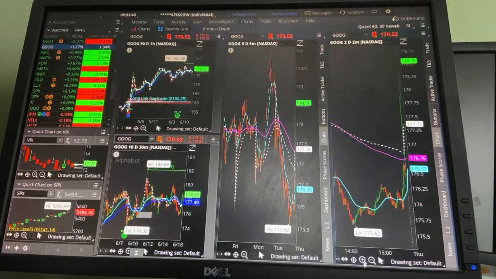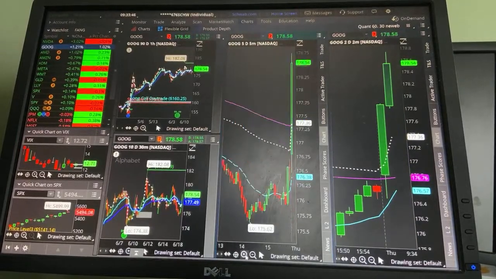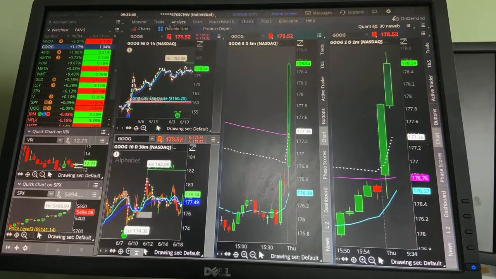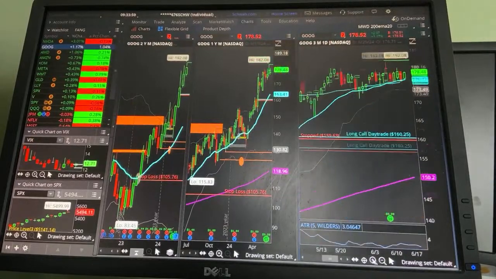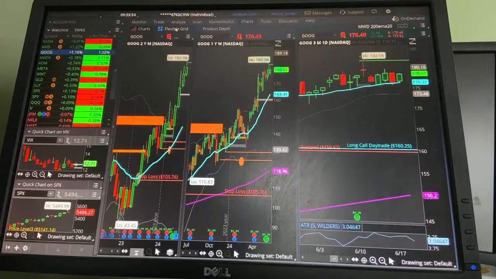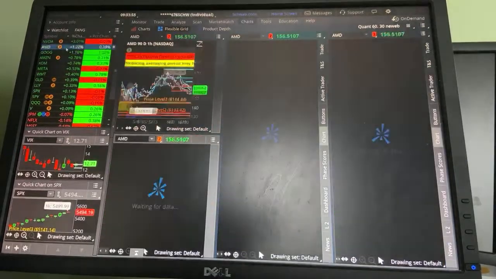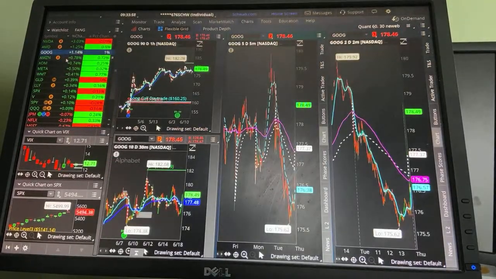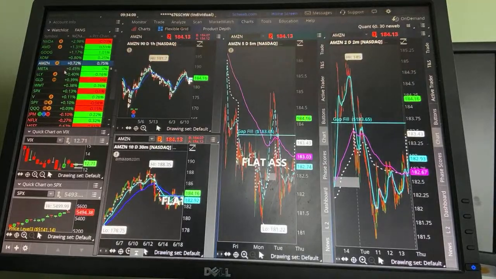All right, Google opened with a wide range bar, set up off the 20. The challenge is, is it going to be another inside day? That's the challenge on the higher time frames. So that's why it's a little bit patient on that.